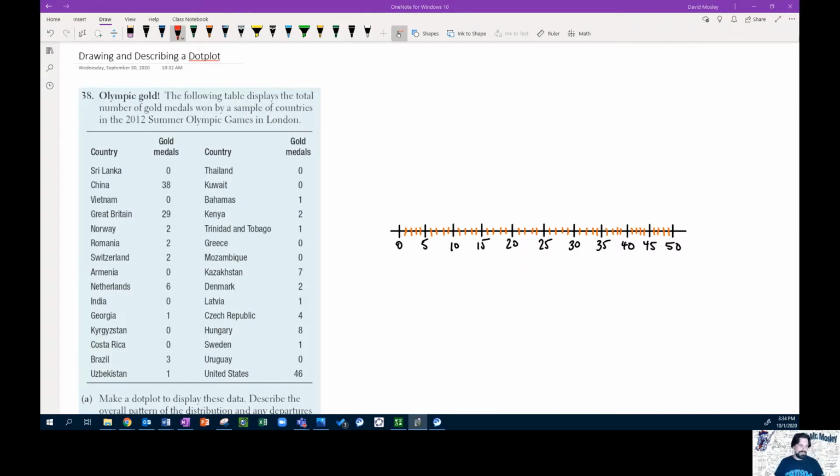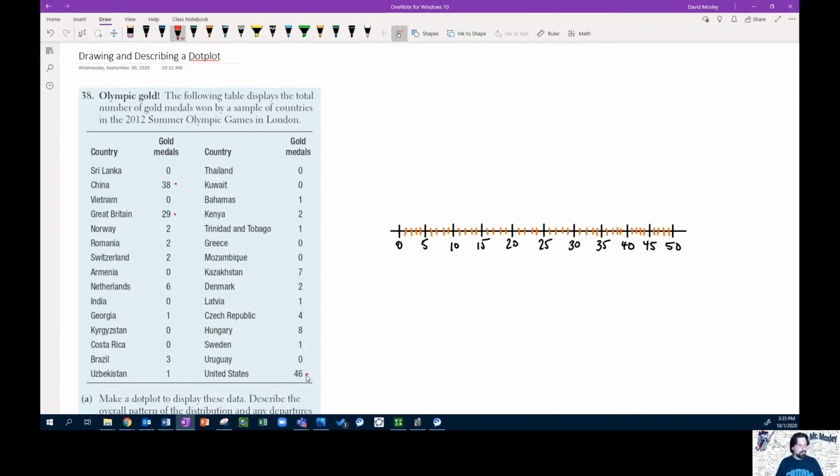Okay, we're going to use a sample to make a dot plot of the data and then describe the overall pattern of the distribution and any departures from that pattern. So we have all this data. Just by looking at it right away, we can see that there's some large numbers along with the relatively small numbers. We have 38, 29, and 46 that just stand out right away. Everything else is a single digit. So even before we graph, we can probably guess that there's going to be some outliers.